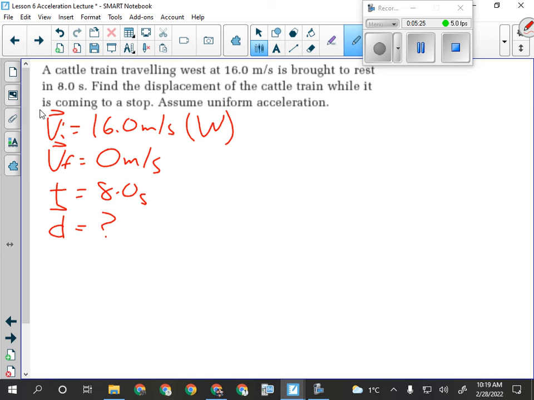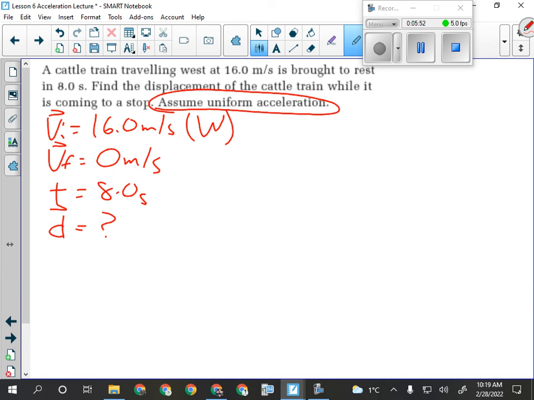Assume uniform acceleration. Now, I don't know if anybody remembers this, but I said anytime you use this one particular formula, this has to be true. Okay? The acceleration has to be uniform in order to use this formula. Now, if I'm looking at my givens here, I don't even have acceleration. It's not one of my givens. This is clearly an accelerating object, but I don't have it. And it wants me to find D.